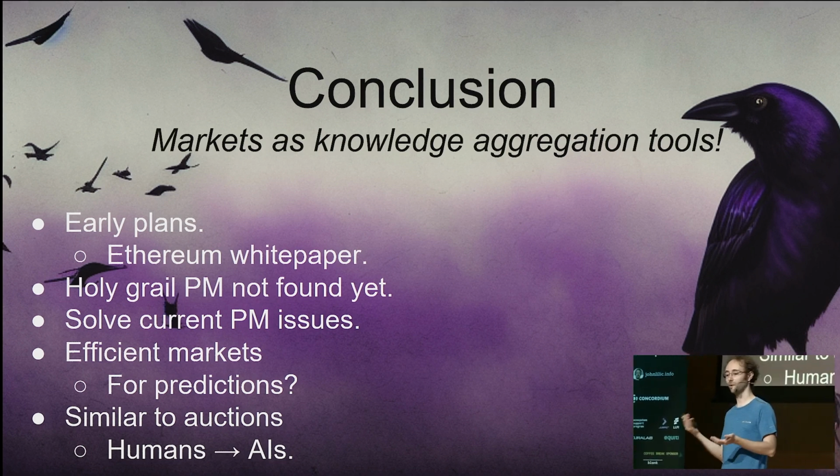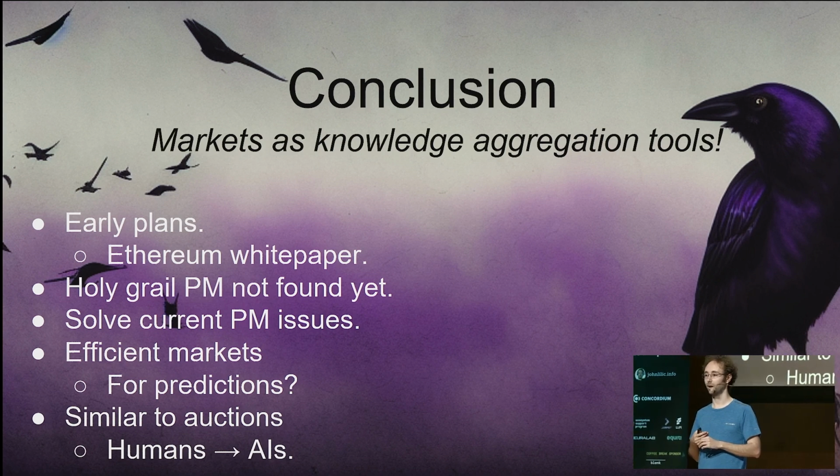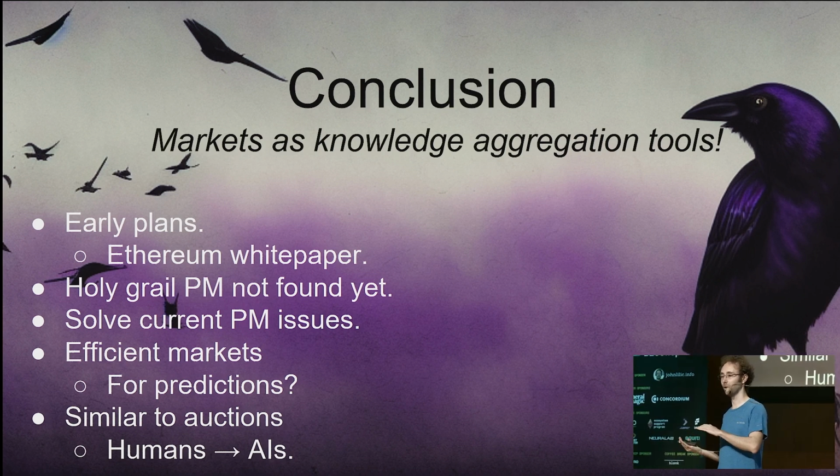And in the slightly longer term, similar to auctions, we will have prediction markets being played with by AI, which will become the majority of the prediction market, in the same way as currently most auctions are not between humans, but between bots which are competing for advertisement space. And I expect something similar to happen with prediction markets.